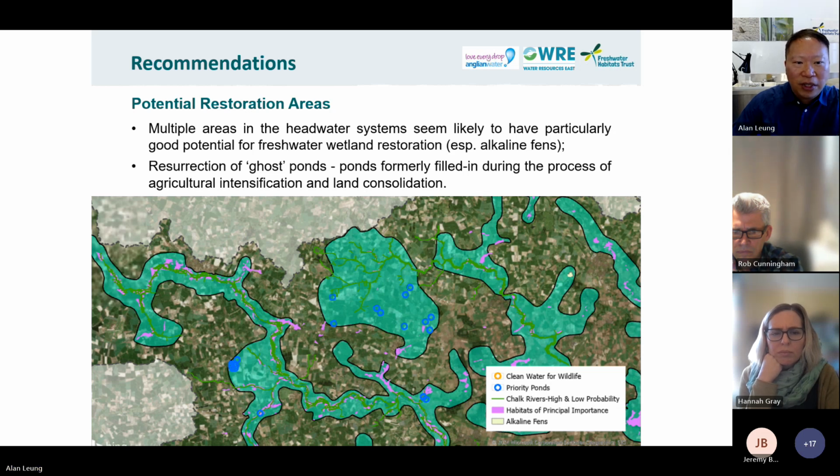So basically, as you may recall from some of my earlier slides, many ponds have been lost in this country, and those ponds were lost maybe during the agricultural intensification process. So it is possible that if we do some restoration work, those previously filled ponds can be restored with very good outcome.